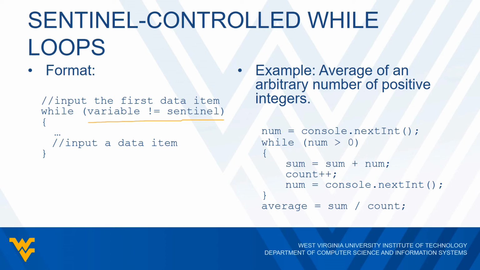So we still have some num that's going to be our input, and as long as our num is positive, we're going to add that to our sum, and we still need some count variable because even though we don't know how many iterations we have ahead of time, we're still going to need to know how many numbers we have if we want to get the average. We'll then ask the user to enter in another number, so that's where that next console.nextInt comes into play. And we just keep doing this until the user enters a 0 or a negative number. After that, we can get our average by taking our sum and dividing it by our count.